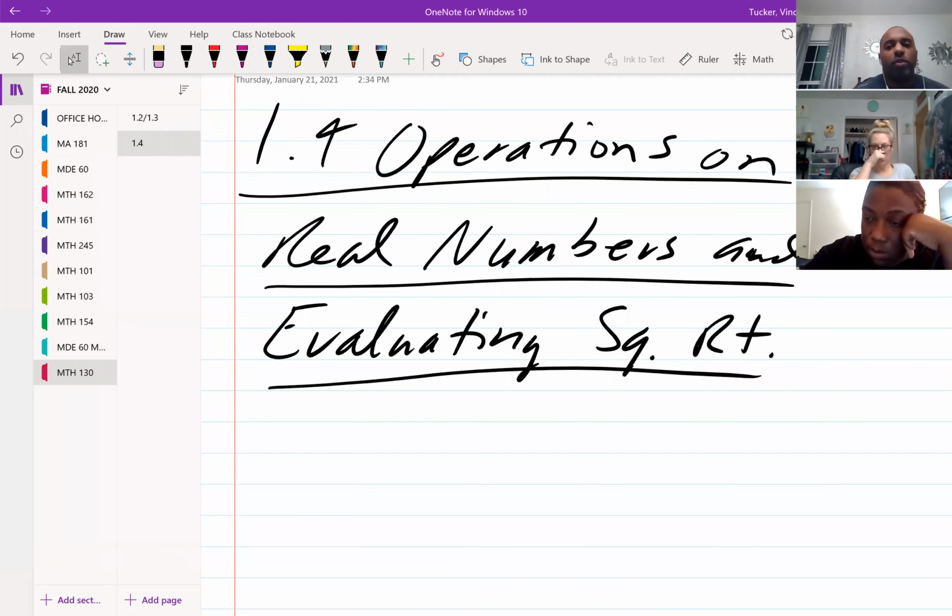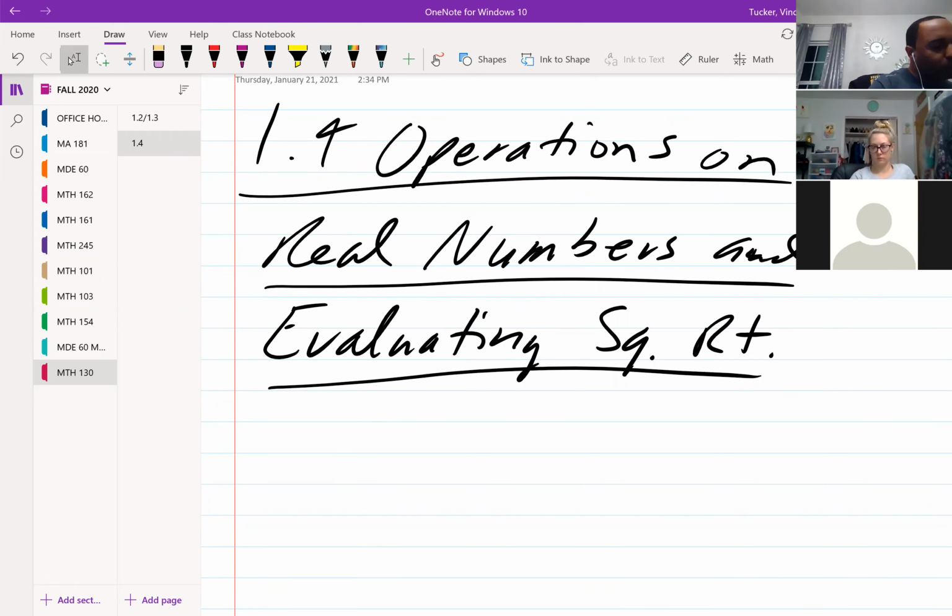All right, 1.4 is going to be operations on real numbers and evaluating square roots. So let's look at adding, subtracting, multiplying, and dividing real numbers first. Okay, let's do multiplying then.